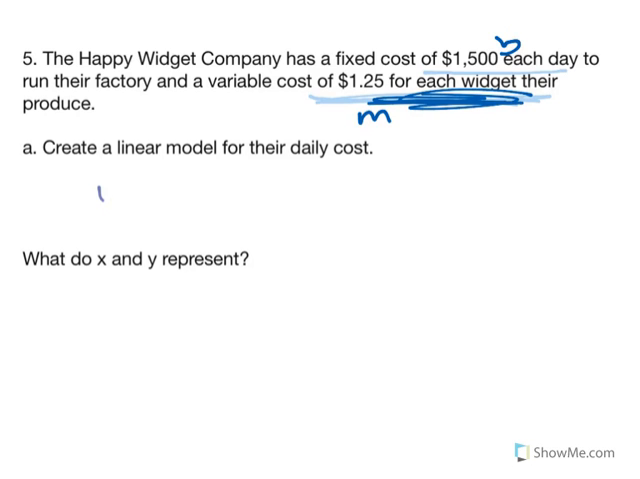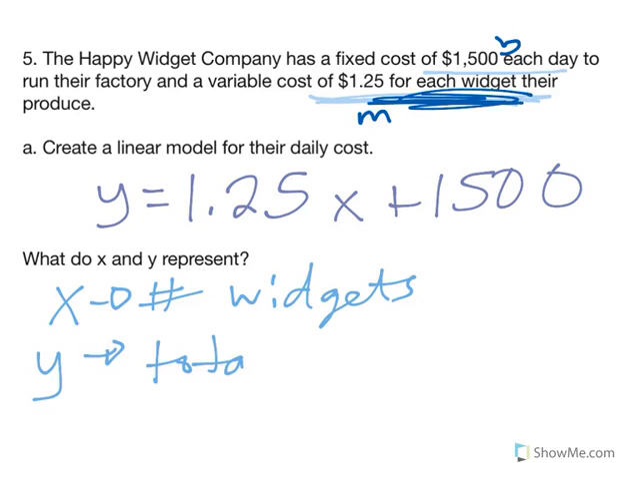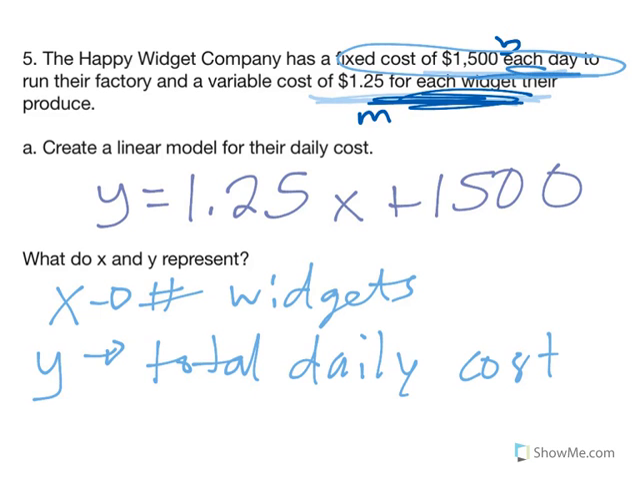So now I can use that information. My linear model is 1.25x plus 1,500. And what do x and y represent? Well, x is the number of widgets, as I was just talking about. If you only sell 2, it's only $2.50, right? So x is the number of widgets, and y is the total daily cost. And I say daily because our fixed cost is $1,500 per day. Let me change colors for effect here, per day. So we are talking about in one day, we have a fixed cost and we are producing widgets. So that lets us know a daily cost.